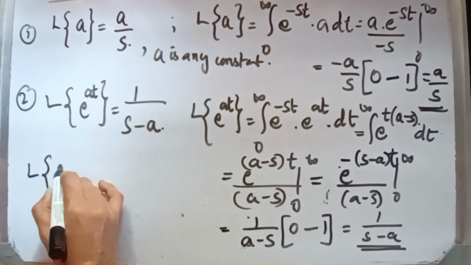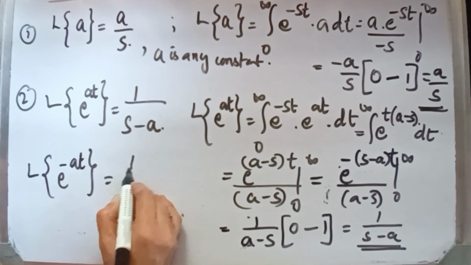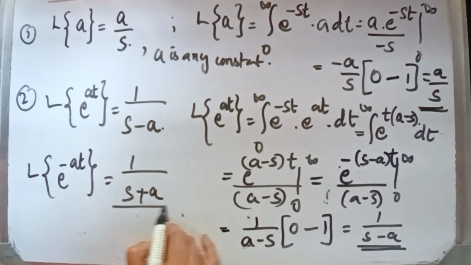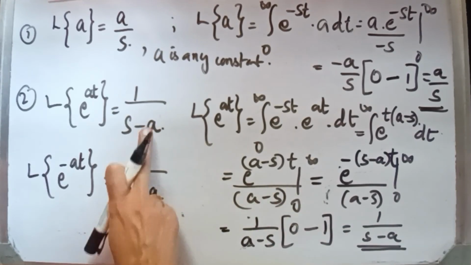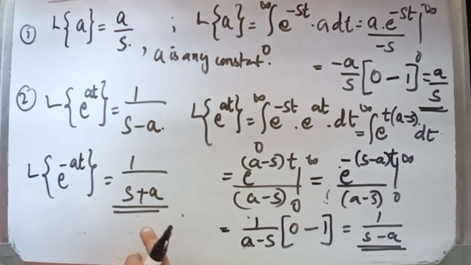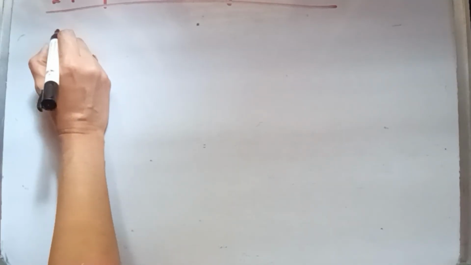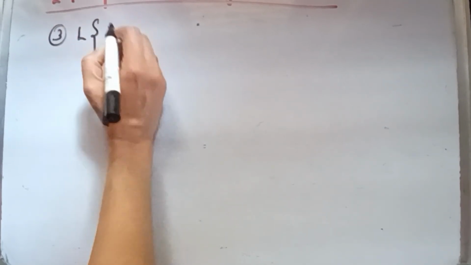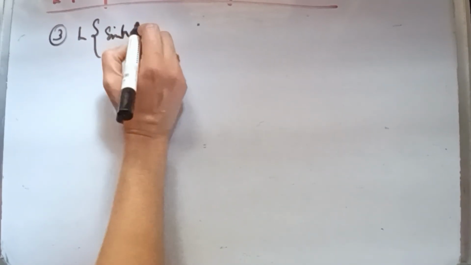Laplace transform of e power minus at equals 1 by s plus a. You can check with that. Replace a by minus a, so that becomes 1 by s plus a. Next, Laplace transform of sine hyperbolic t.